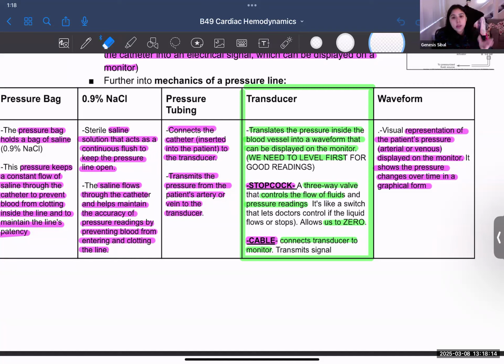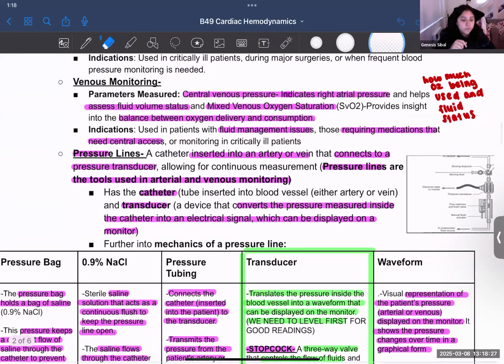The cable helps to transmit that signal. The stopcock, we just need to remember that we do need to zero that. It helps basically to act as a switch, as a three-way valve to control the flow of fluids. And you will see it when you're in the ICU setting if they use it.